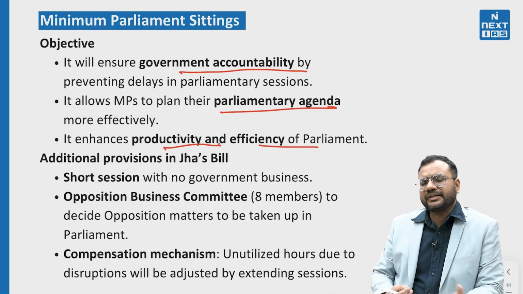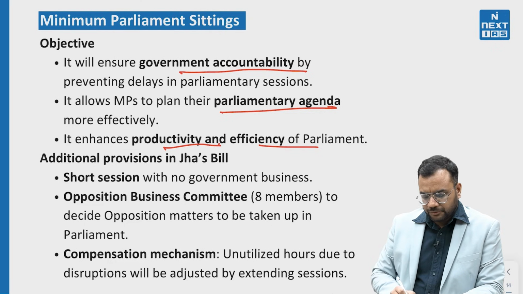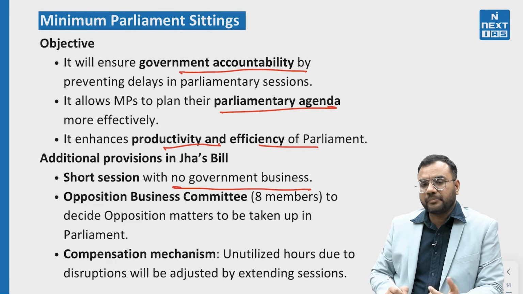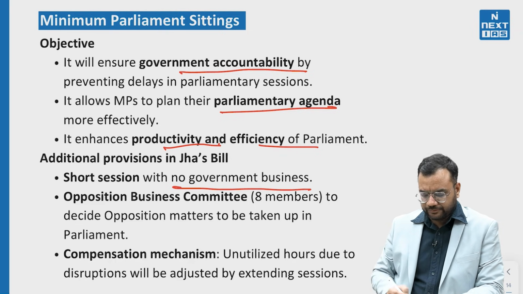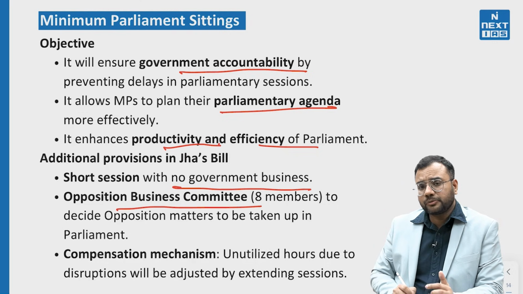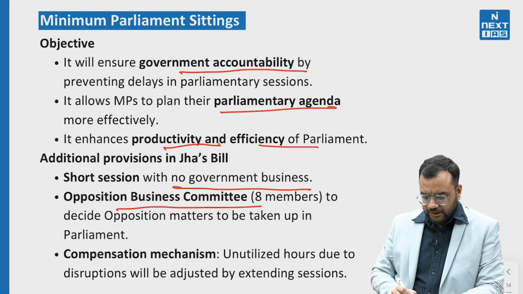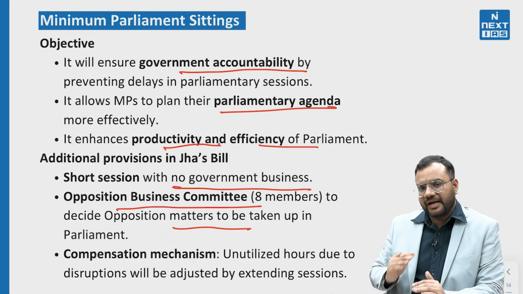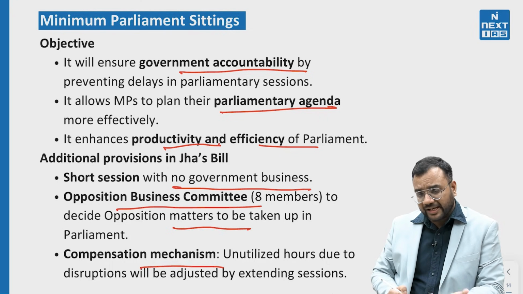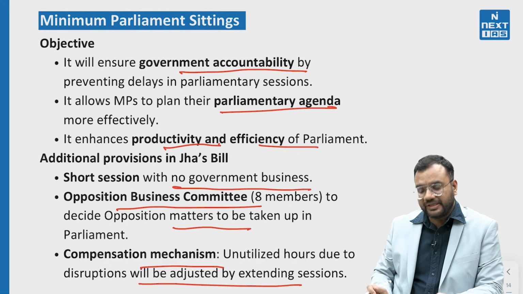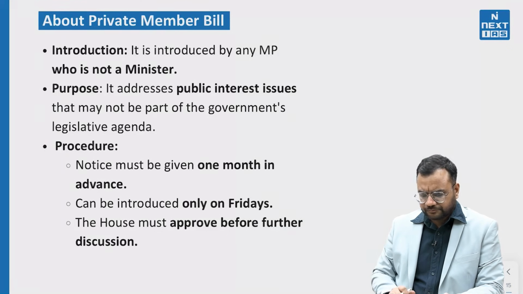Besides it, there are some additional features in MP Manoj Jha's bill. So we can see that a short session with no government business should be there also. Some short sessions can be conducted by the government to discuss very important national issues. Then there is a proposal to make an opposition business committee to decide which opposition matters can be taken up in the sessions. And then there should also be a compensation mechanism, where unutilized hours due to disruption will be adjusted by extending sessions.